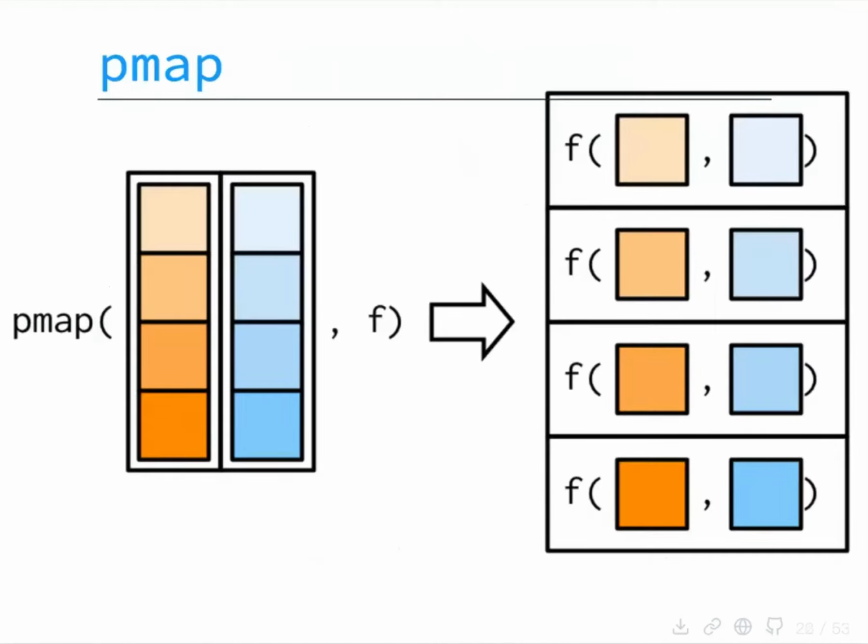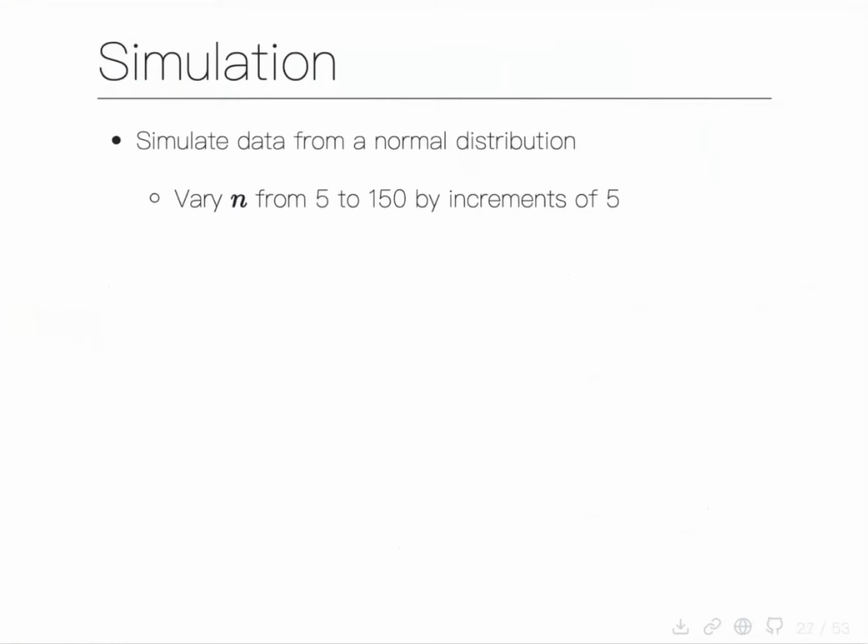Pmap works sort of similarly to map2, but the main difference is that it doesn't know how many vectors you're going to be looping through. And so what you have to do is pass it a list of vectors, and then it will loop through all of them. This is wonderful.